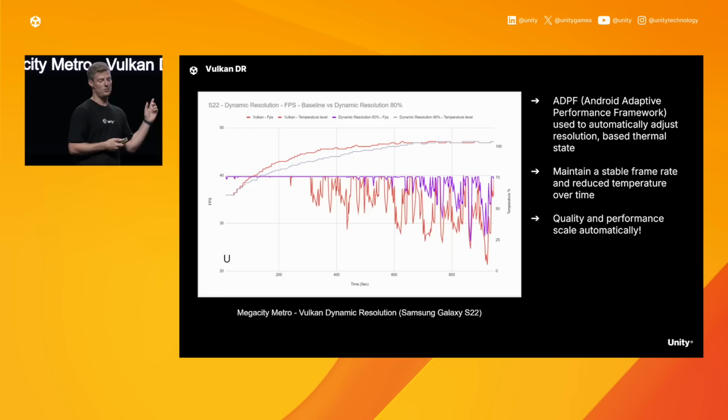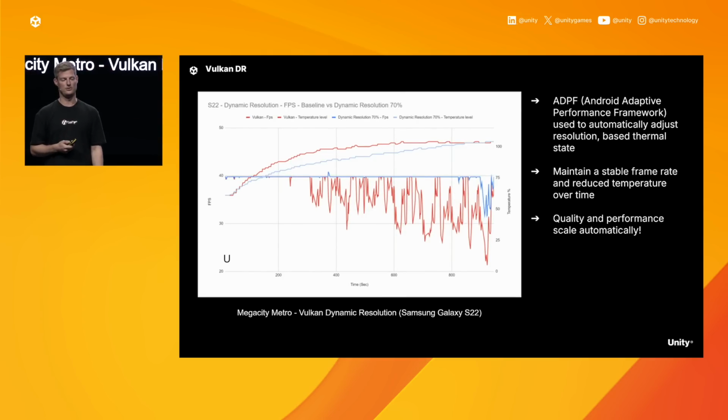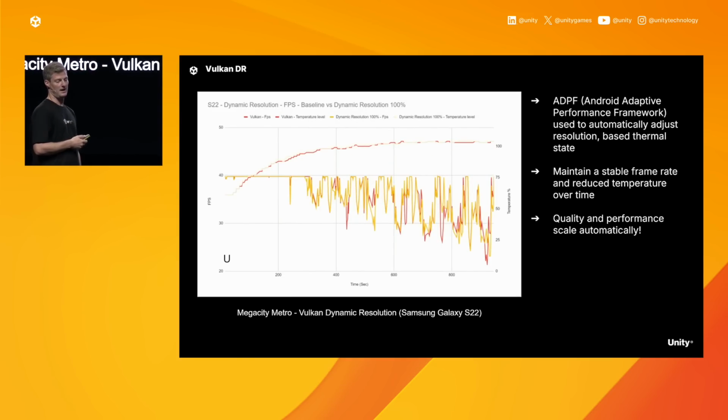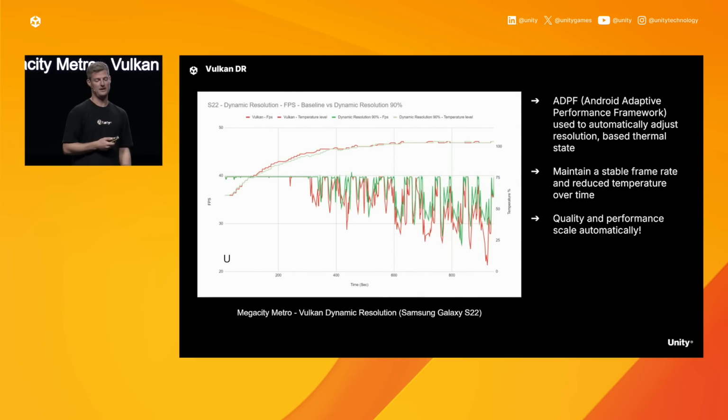On this chart, we see the results again in the Megacity Metro demo running with Vulkan dynamic resolution on a Samsung Galaxy S22. The red line shows the baseline full resolution case. And then we reduce the scale to see the improved frame rate and thermal states and see how the line is lowered with each resolution state.